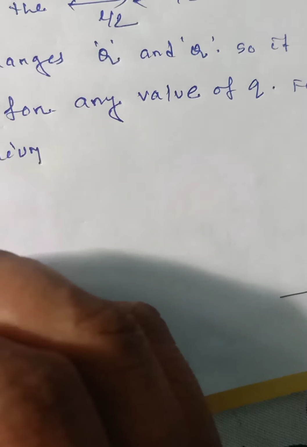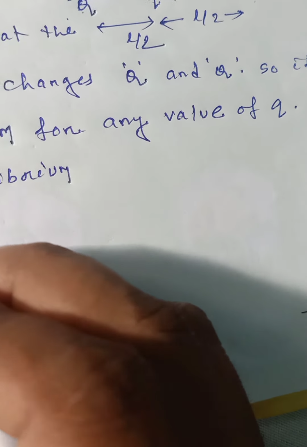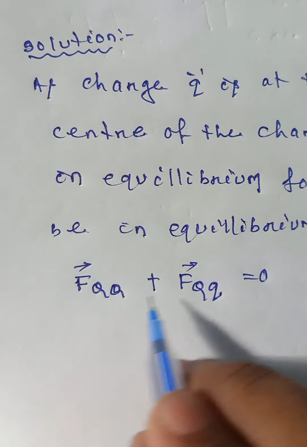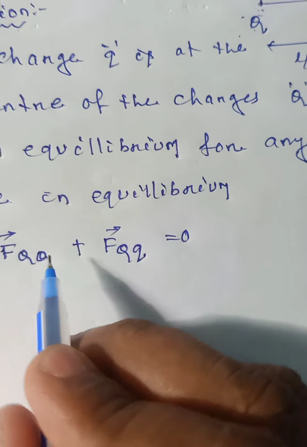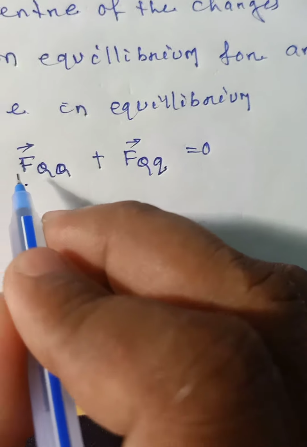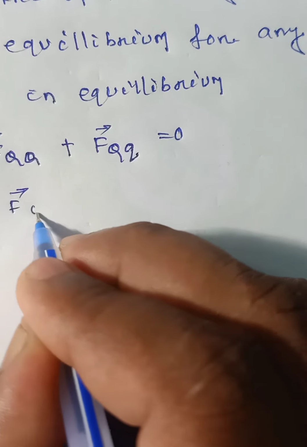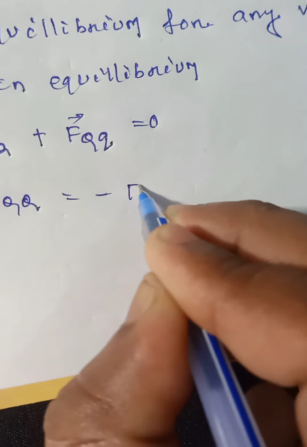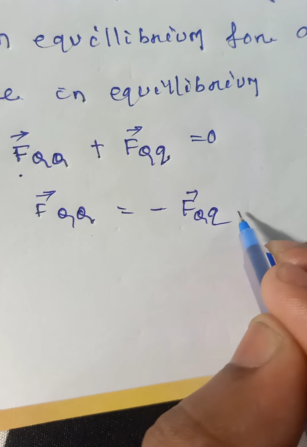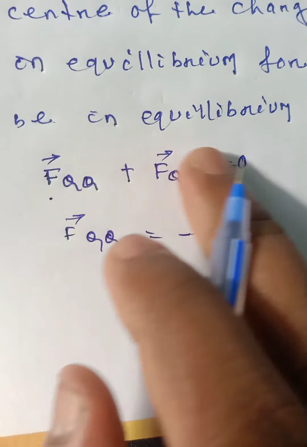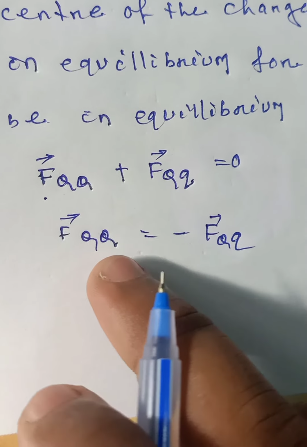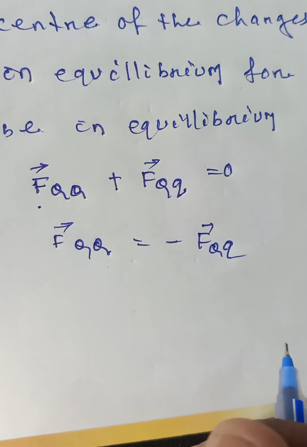the force QQ plus the force Qq is equal to 0. Yes or no? That is Newton's third law of motion. So the total force is equal to 0, which means capital Q small q equals minus capital Q capital Q. And this equation is Newton's third law of motion. Yes or no? That every action has an equal and opposite reaction.